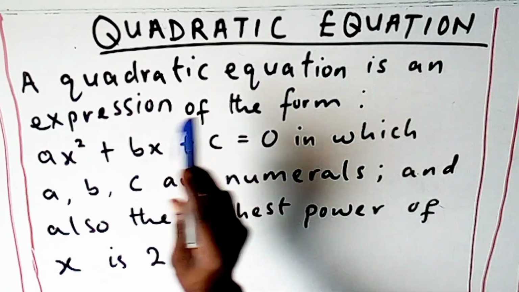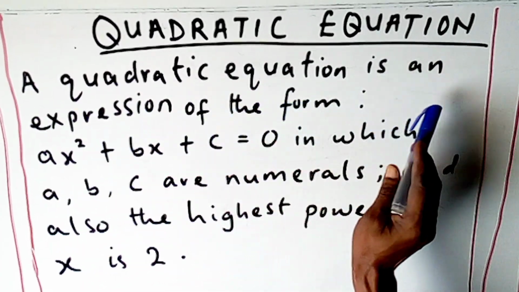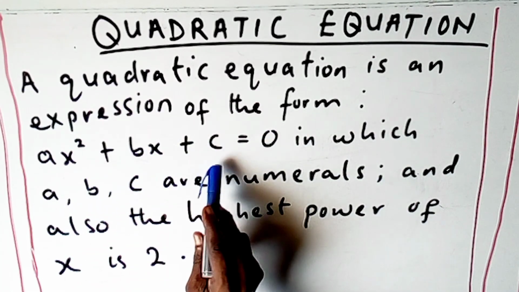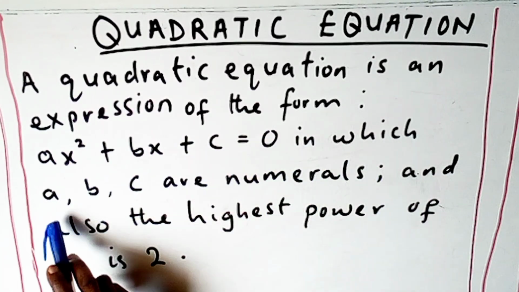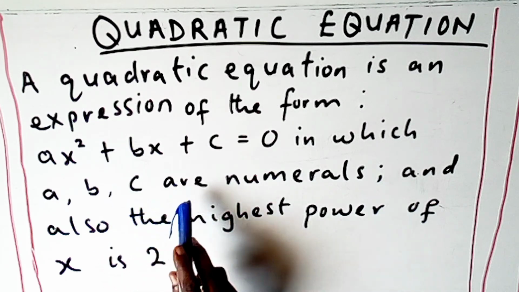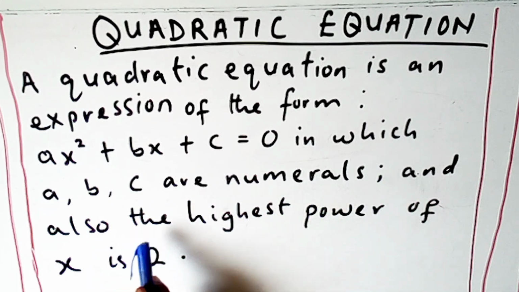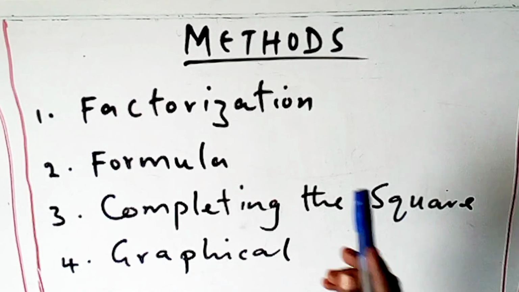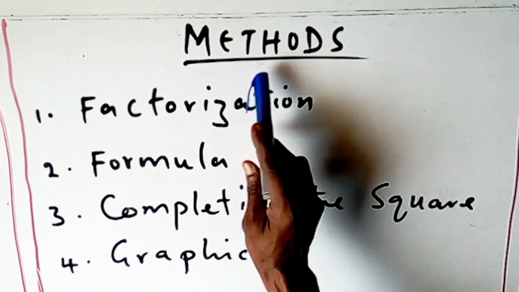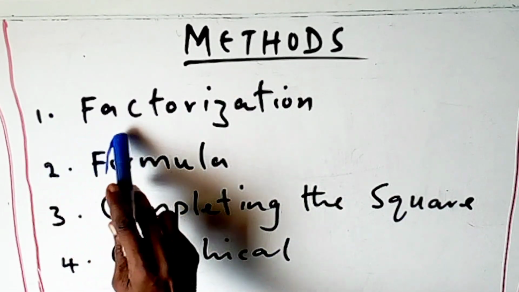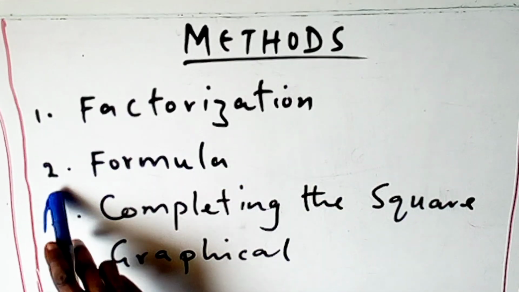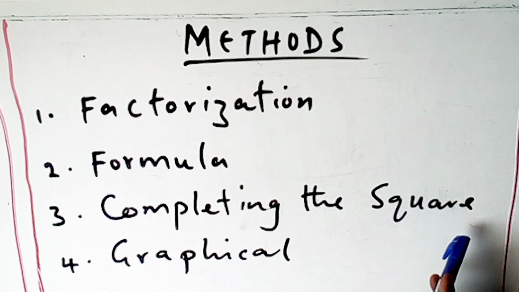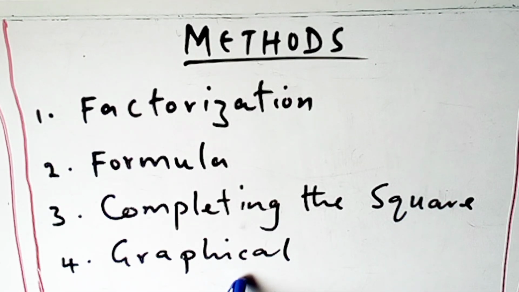Quadratic equation. A quadratic equation is an expression of the form ax² + bx + c = 0, in which a, b, and c are numerals, and the highest power of x is 2. There are different methods we're going to consider: the factorization method, the formula method, the completing the square method, and the graphical method.